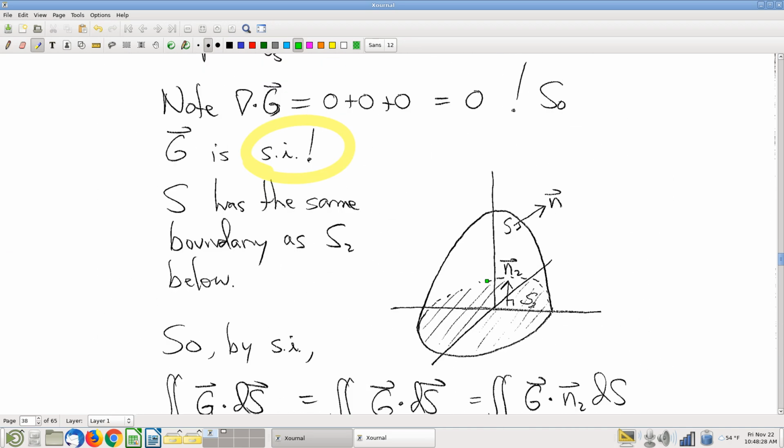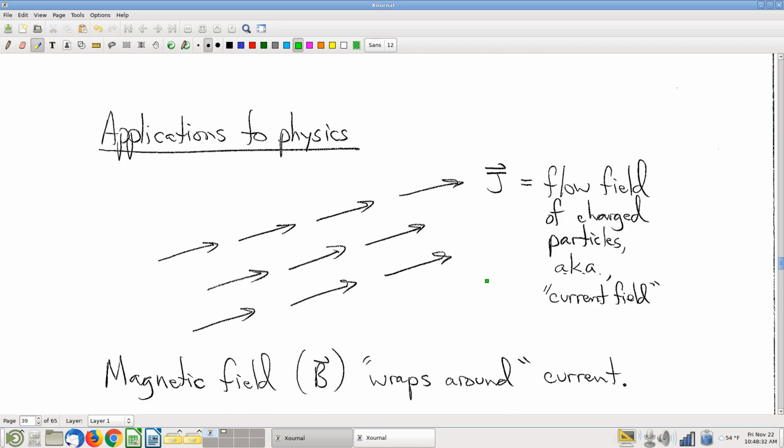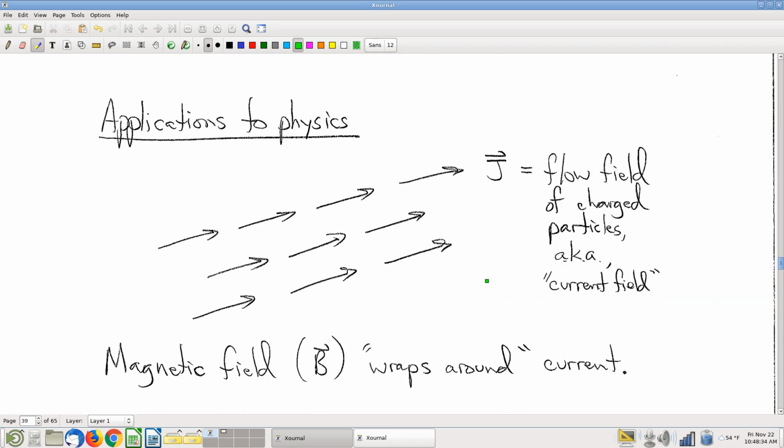Alrighty. So moving along, let's talk a little bit more about physics. This is not a physics class, so I'm going to go real quick through this, but it's so powerful how these vector calculus theorems apply in physics scenarios, especially to electricity and magnetism and gravity.